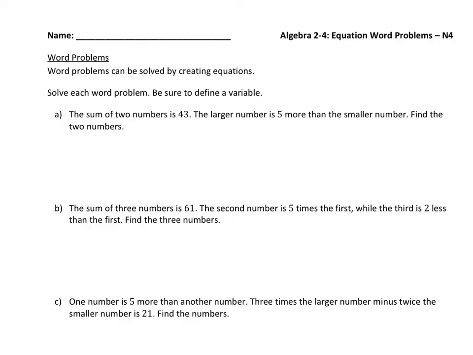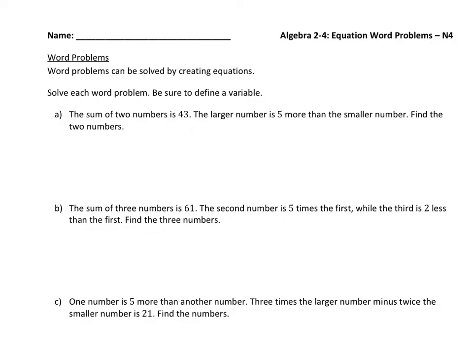Letter A. The sum of two numbers is 43. The larger number is 5 more than the smaller number. Find the two numbers. So let's first start off with defining a variable.